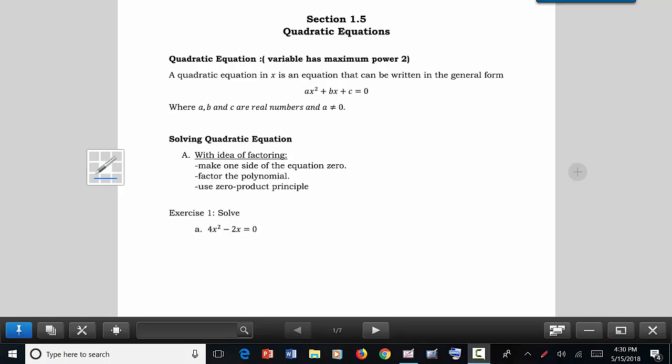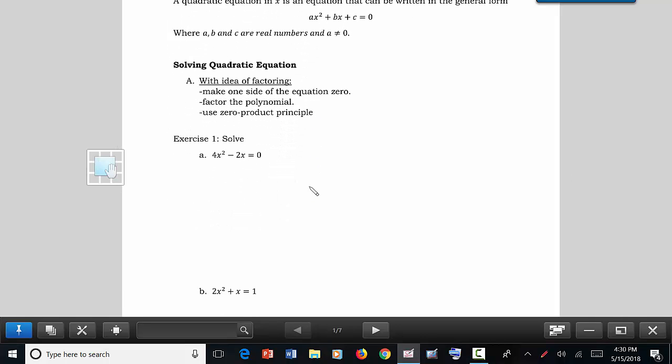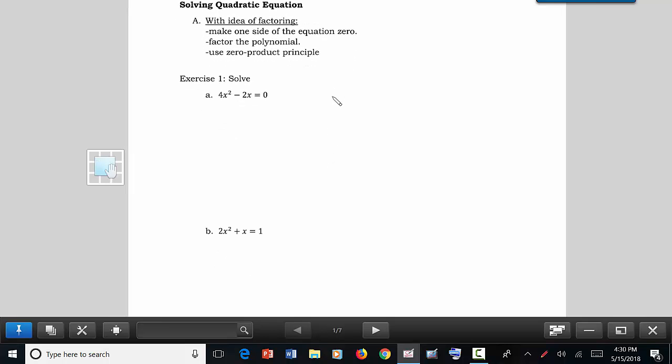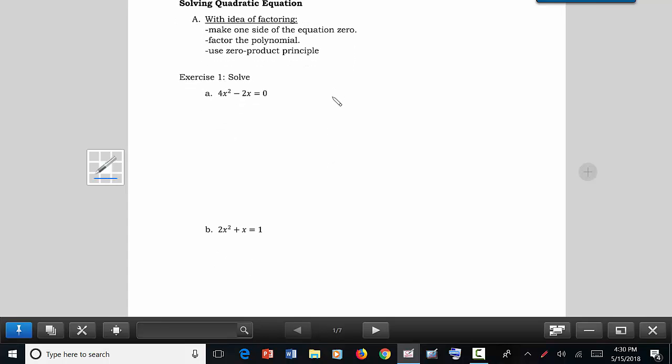Hello class, let's go over a few problems from section 1.5, which is a little bit long. Now the first one is solving quadratic equations with the factoring idea. Let's go over problem number 1a.